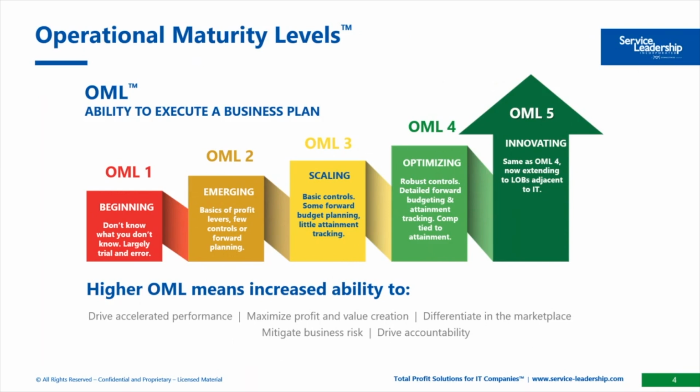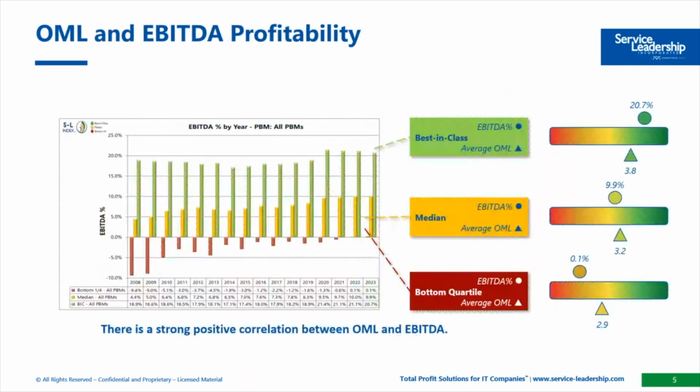This allows you to obtain the profits you saw on the previous page, the growth, the differentiation in the marketplace, and take advantage of the lower risk business model or business results that will drive accountability and help your business grow further, faster. So there's a very close correlation between operational maturity level and EBITDA or profit, as well as between operational maturity level and growth. And those two things factor heavily into stock value.